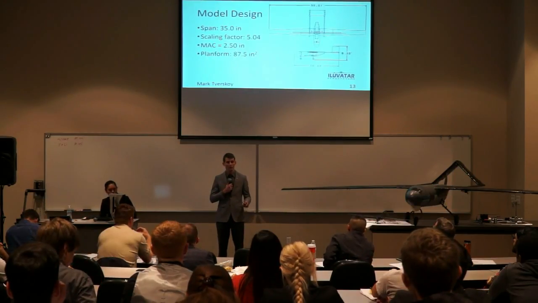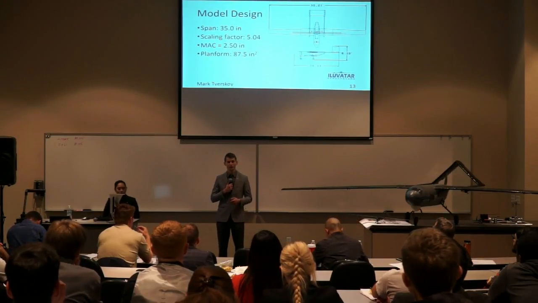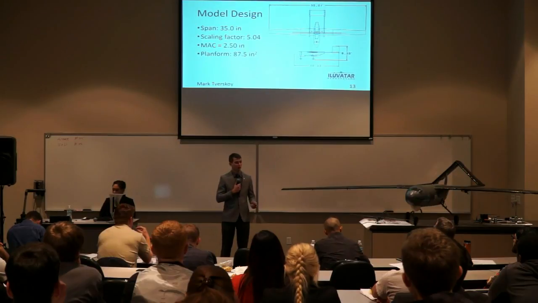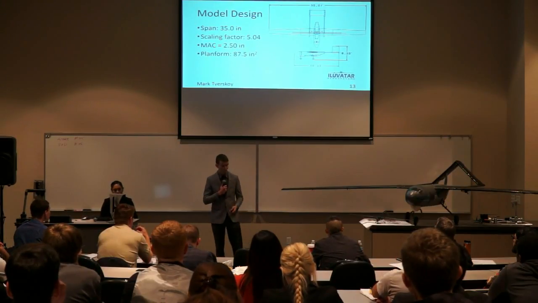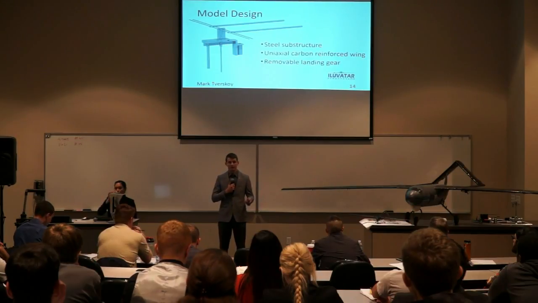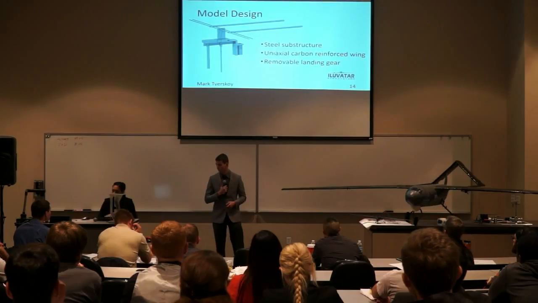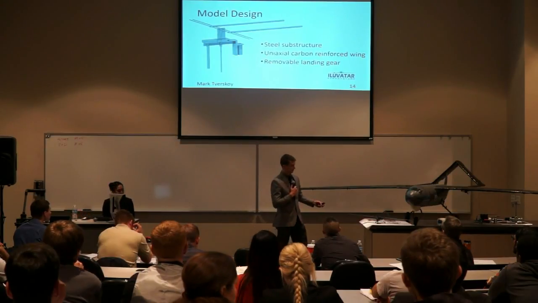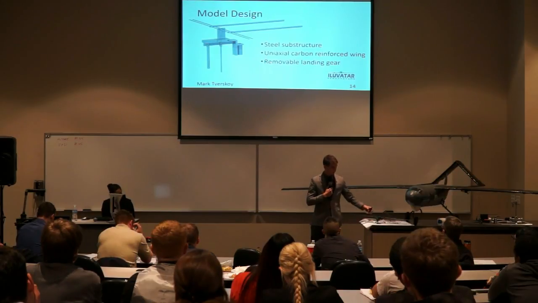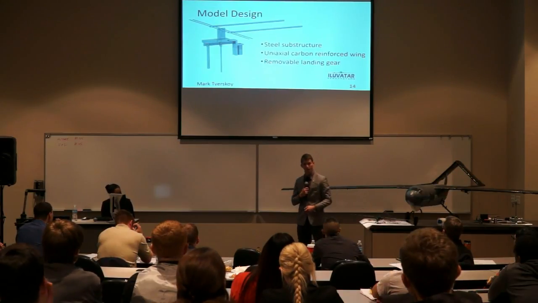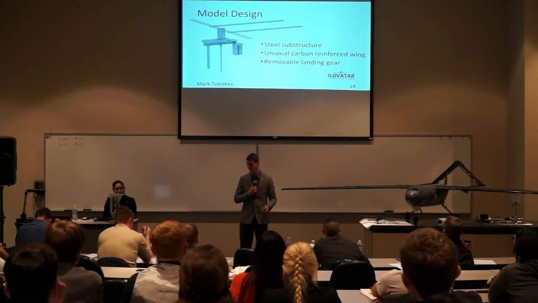So our model was constrained by the tunnel width to be 35 inches wide, and that brought our scaling factor to just over 5. This brought our mean aerodynamic chord to 2.5 inches, and our planform area to 87 inches squared. So the 3D printed plastic isn't very strong by itself, so we made a steel substructure that runs throughout the wind tunnel model. We have steel spars and steel booms running through the model, as well as a steel centerpiece embedded in the fuselage to transfer the aerodynamic loads directly to the balance without loading the plastic.